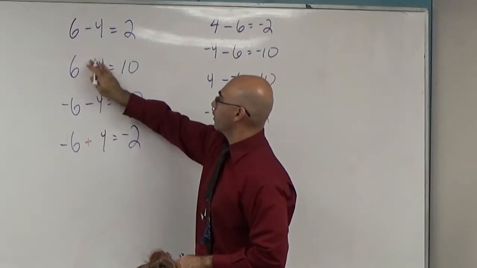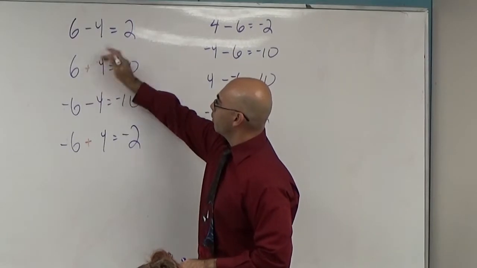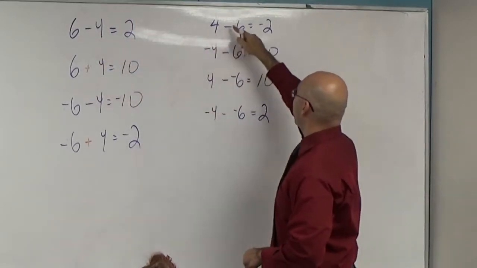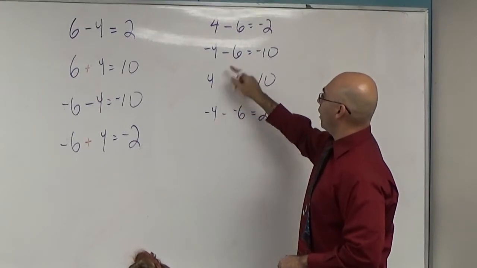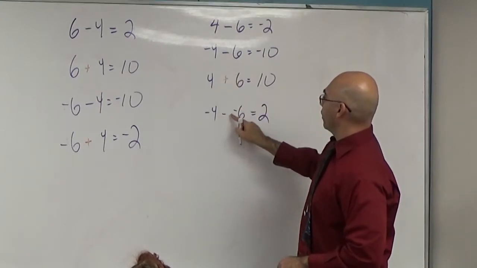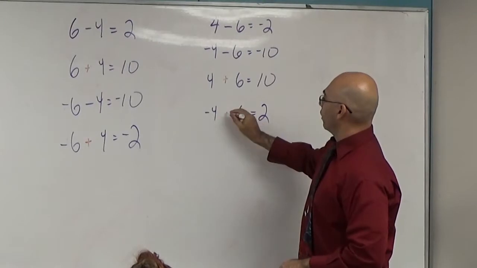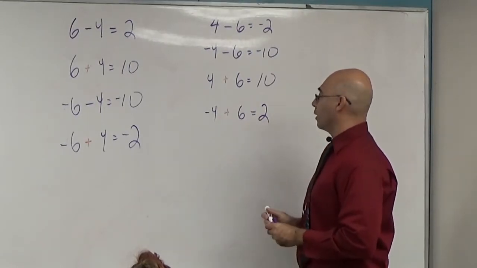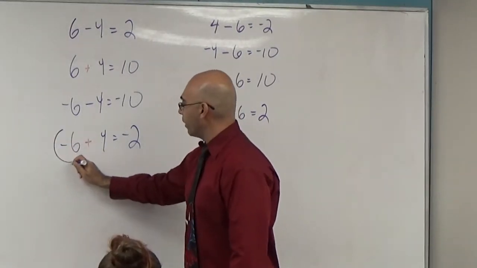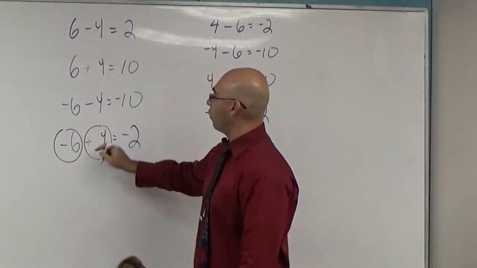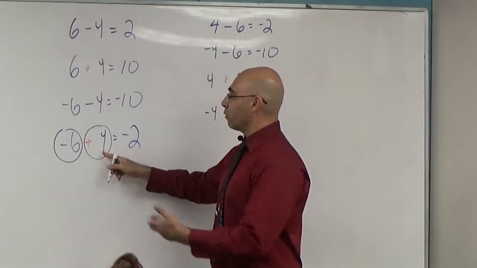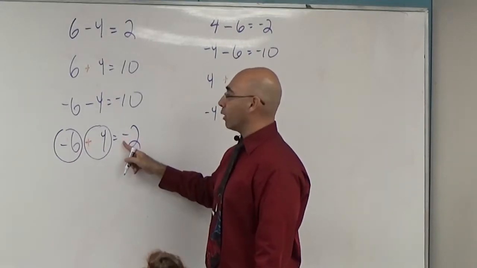I could change this to be 6 plus 4. No need to worry here. Over here, this is 4 plus 6. This is negative 4 plus 6. So you do the same thing then. Negative 6, you owe somebody 6, but you have $4 in your pocket. So you give them the $4, but you still owe $2.